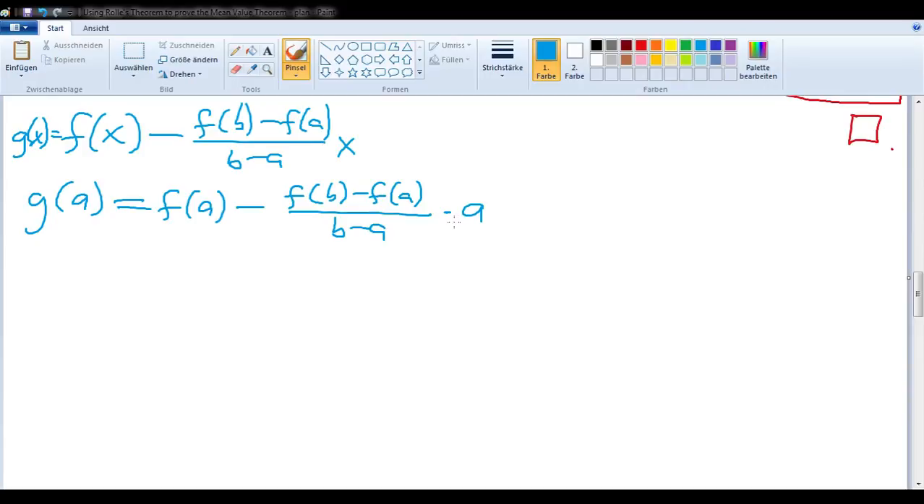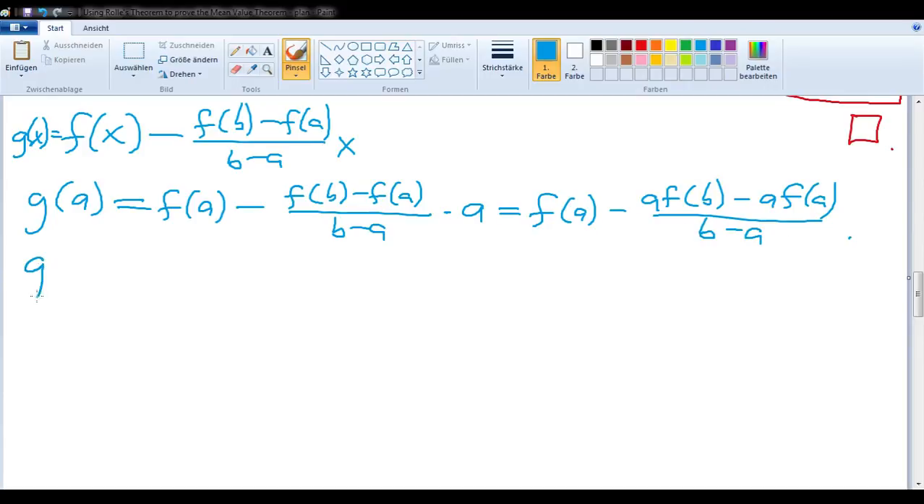So now we would want to multiply through by this a maybe, and we end up with f of a minus a f of b. Let's write it out like this: a f of b minus a f of a over b minus a. Okay, and we're wanting to show that that's the same thing as g of b. And we know that this is true, right? We proved this was true before.